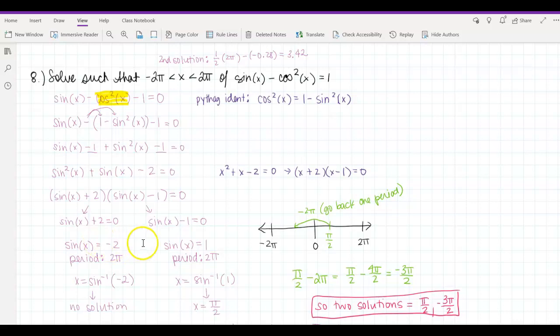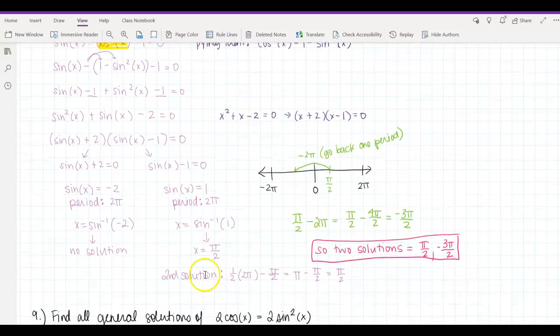Solve each of those solutions then for the x value by taking the inverse. Again, we get one that's no solution. And the second one, we get that our value is pi over 2. You're going to want to use your unit circle for that. If you go through and find the pi over 2, you might want to find your second solution down here.